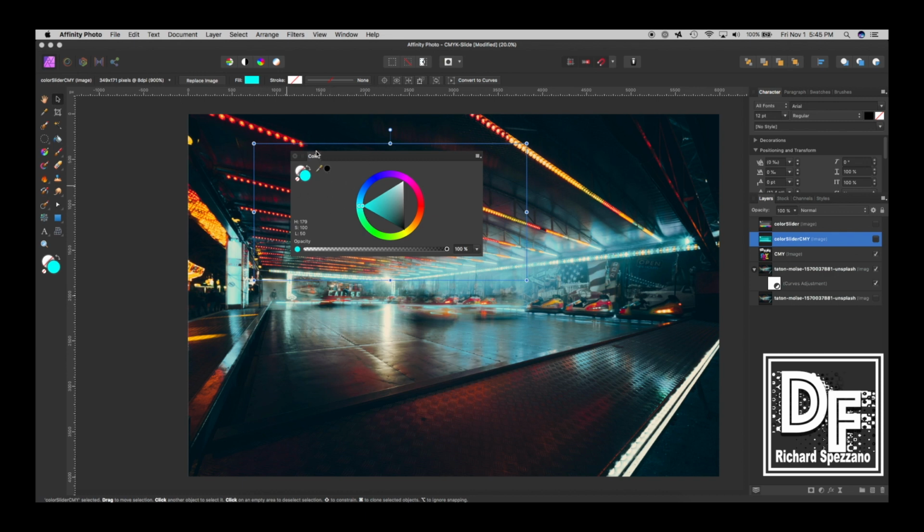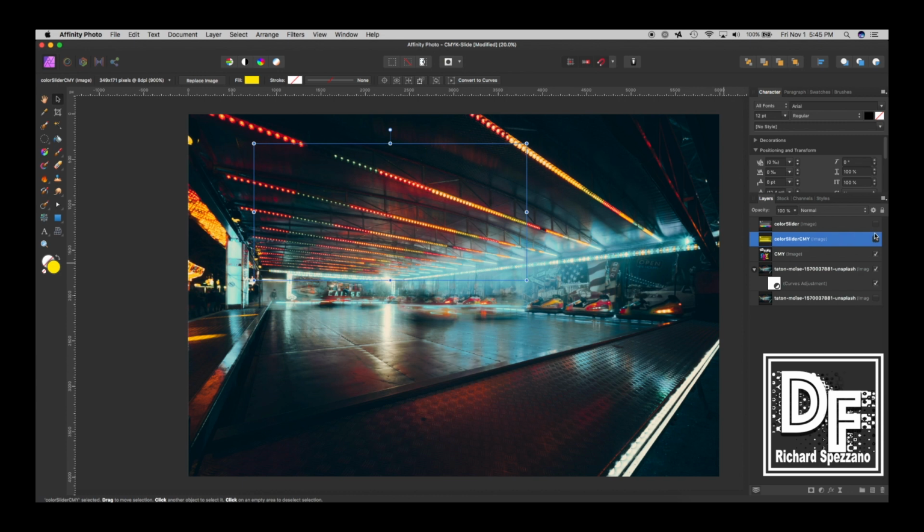So G would be green, so let's go to green, which is right around here, and the opposite of green is magenta. And if you go to blue, let's go right here, and the opposite of blue is yellow. So just try and remember, think of when you're printing in CMYK, but when you're working with light, it's RGB.